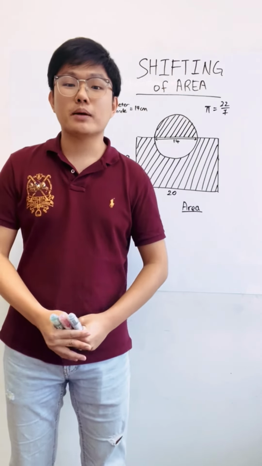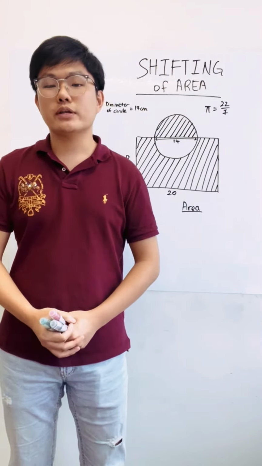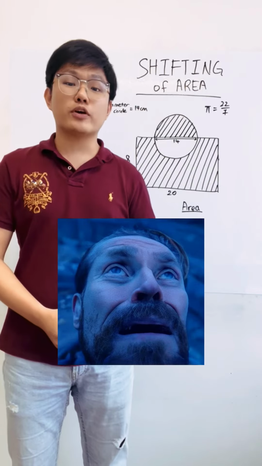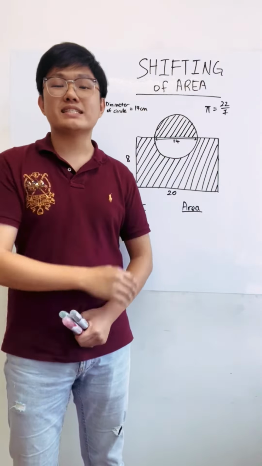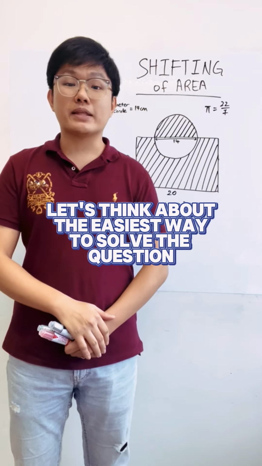So today we're going to be talking about the shifting of areas. Now in PSLE, there are certain times there are questions that can be quite difficult or troublesome to solve as it requires us to solve the different components of the figures separately. Now, can we actually find some methods to make it easier?